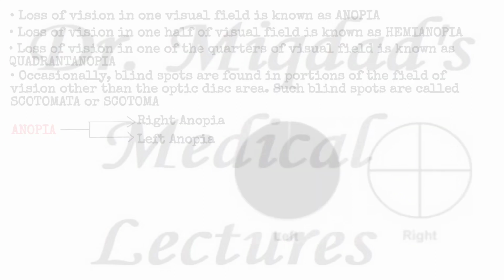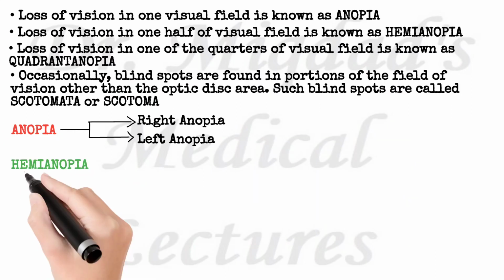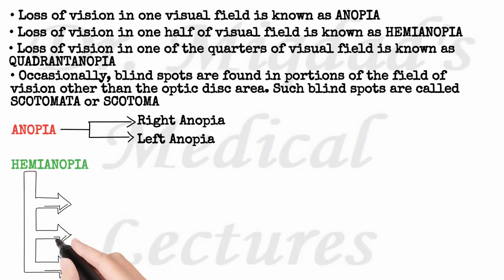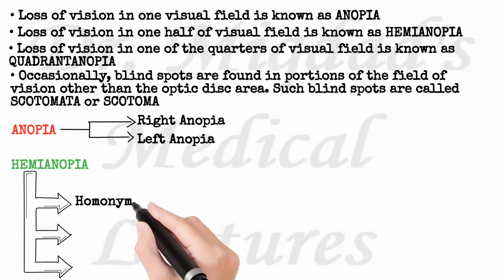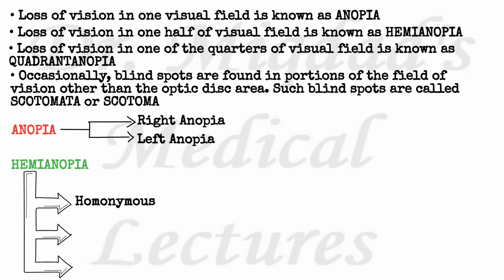Now let's come to hemianopia. It may be homonymous hemianopia if the hemianopic visual field loss is on the same side in both eyes, or it may be heteronymous hemianopia if the hemianopic visual field loss is on the opposite side in both eyes, or it may be altitudinal if the upper or lower half of the visual field is affected.